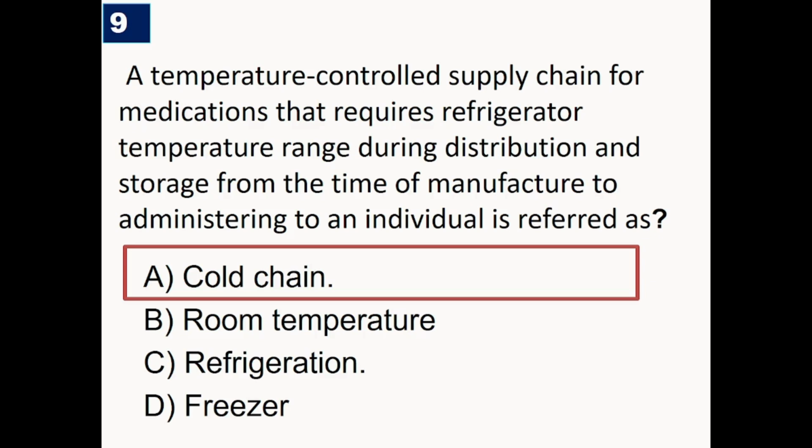Cold chain is maintaining the temperature of the fridge from the time it is manufactured, distributed, and dispensed to the patient, until the patient takes or uses it. Until then, you maintain the fridge temperature. That process of supply chain is known as cold chain. Like most vaccines, they do have to be cold chain.